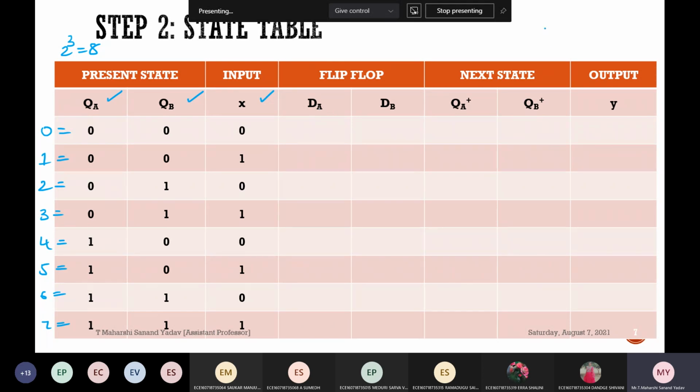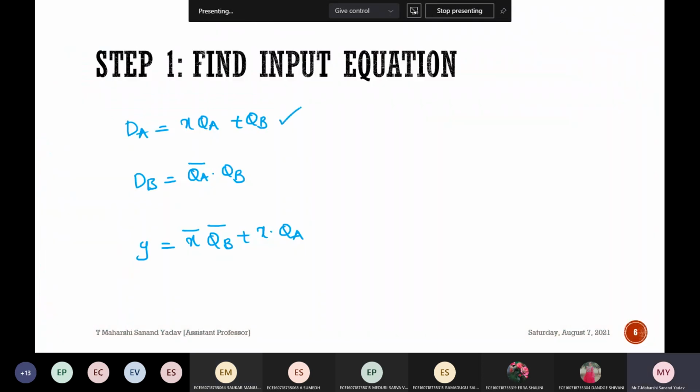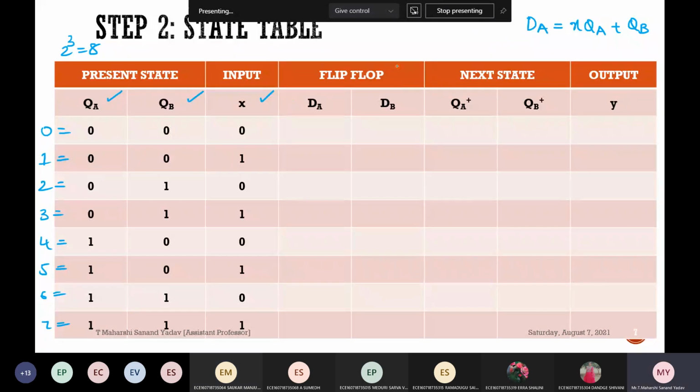Next, by using the equations that we got in the previous step, we need to write the answers for dA and dB. What was the Boolean expression for dA? You need to solve it. It is x QA plus QB. Now by using this particular equation, you try to fill this particular column.